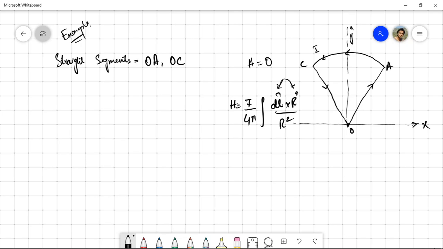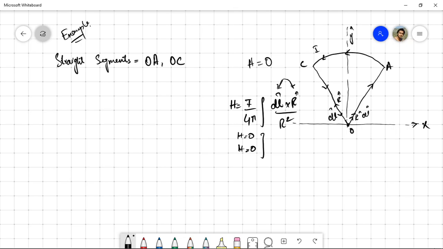If this is the point at which we are observing the value of H, and this is the flow of current, what will be the direction of r? This is the direction of r, and this is also the direction of dl in this case. So if these two are parallel, the cross product is 0, so H is 0. Same is the case with this segment, where dl and r are anti-parallel, and once again the value of H is going to be 0. So the value of H is 0 for these two segments.